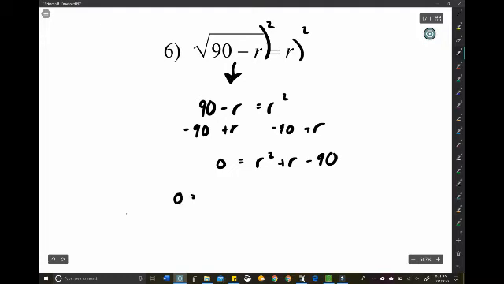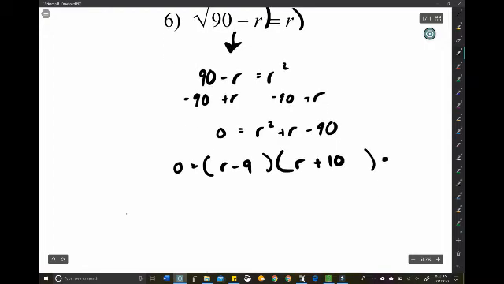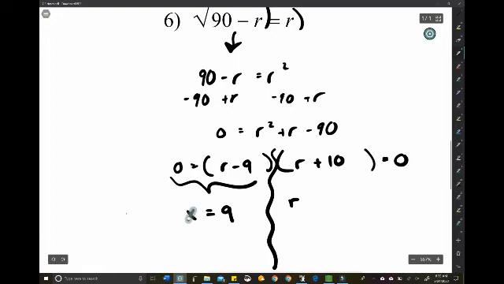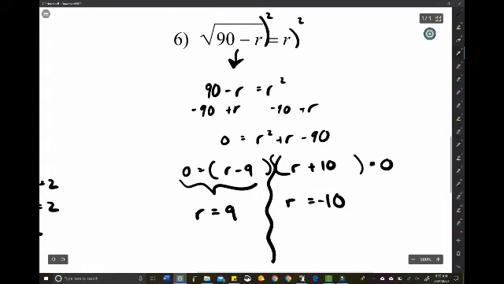We're going to need to factor that. So factors of 90 that add to 1, I think that would be positive 10 and negative 9. Split up, set equal to 0: r is equal to 9, and r is equal to negative 10. Doesn't really matter, but to be correct. Now, we are not done yet.